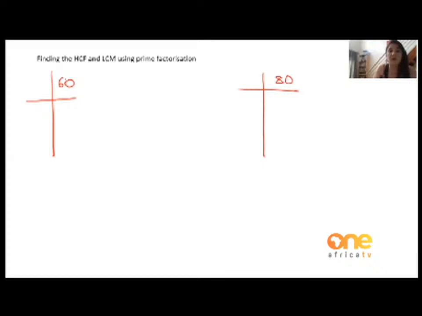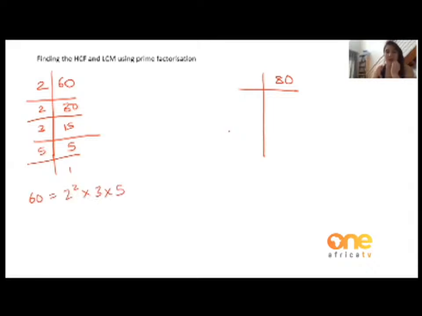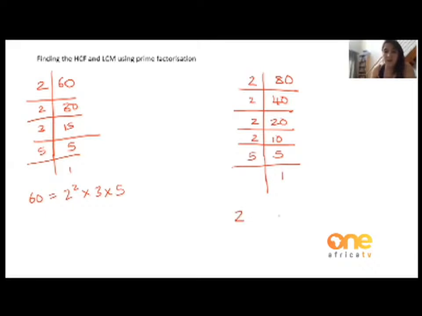The first thing we're going to do is divide by our first prime number, which is 2, and that goes in 30 times. 2 again, 15 times. Then we're going to go 3, 5 times, and 5 once. And so 60 is equal to 2 squared times 3 times 5. What about 80? It's even, so 2 can go in. 2 is going to go in 40 times, and then 2 again, 20 times, 2 again, 10 times, 2, and then get a 5 and 5 and 1. And so if I want to write 80, I'm going to say 2 to the power of 4 times 5.